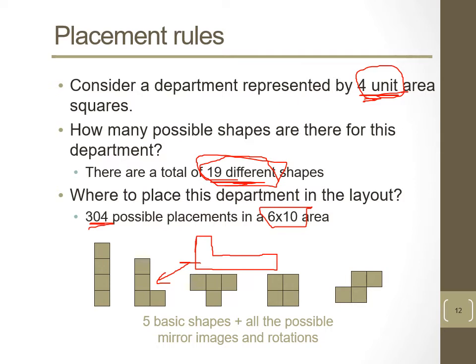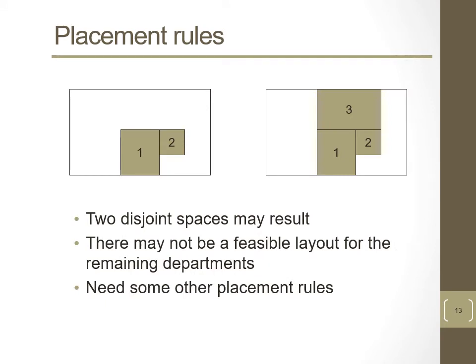So this is a very small example, a department with only 4 unit area squares, and the total area is represented by only 6 by 10. Even for this smaller area, there are these many different shapes and different placements. So placement is difficult. And again, even if we satisfy the previous rules of placement, we may end up with an infeasible placement into our layout.